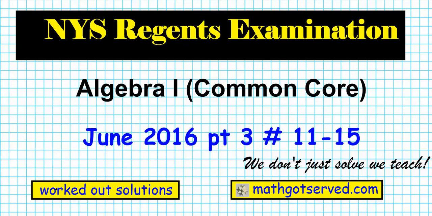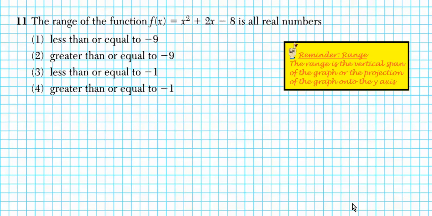In this clip, we're going to be going over problems 11 to 15 of the Algebra 1 Common Core New York Regents exam for June 2016. All right, let's take a look at question 11. It says, the range of the function f of x equals x squared plus 2x minus 8 is all real numbers. And then which of the following statements is correct?